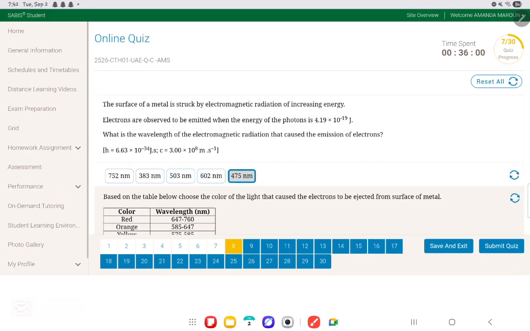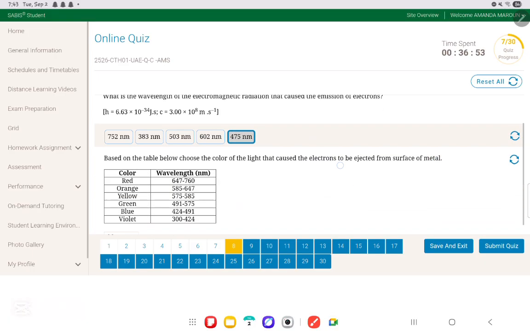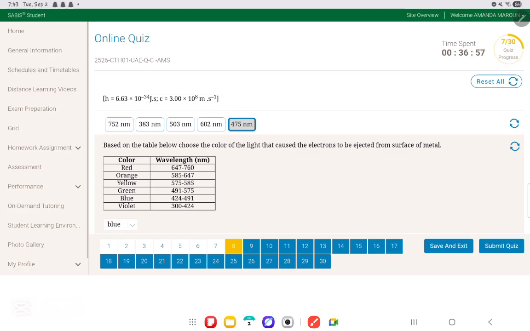I'll just summarize this question quickly. We have the energy, which is 4.19 times 10 to the power of minus 19. We have Planck's constant, which is 6.63 times 10 to the power of minus 34. And we have C, the speed of light in vacuum, which is 3 times 10 to the power of 8. They want us to find the wavelength, and from the wavelength, the color. So we know a set of equations. The first is that the energy is equal to Planck's constant times V, the frequency. Then using V, we can find lambda, because V is equal to the speed of light over lambda. Using these two equations, we found the wavelength. After finding it, we see it's in between 424 and 491, and that means its color is blue.